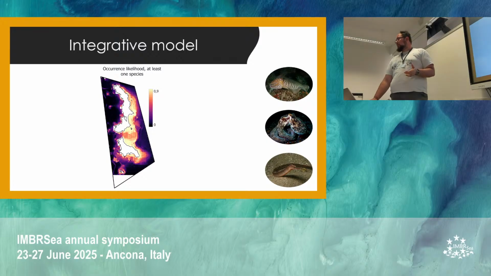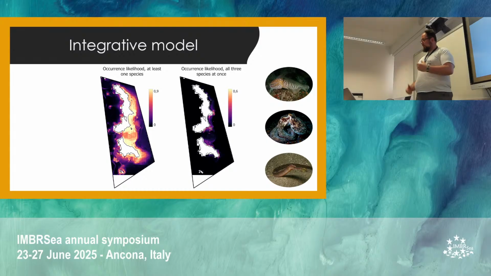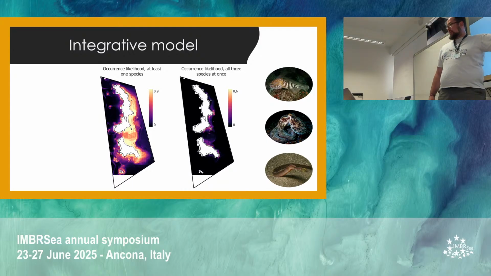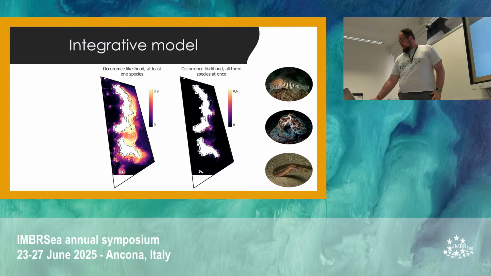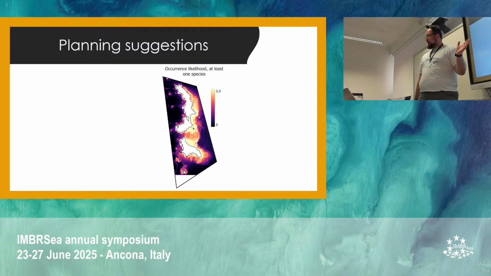But we can also look at it in a more strict way and look at where the three species are likely to co-occur together at the same time. And again, it is those same four points, here, here, here, and here. So we can say that these four points are not only ideal for the cuttlefish, but ideal for all three of our target species, and they are likely biodiversity spots that support even more important species. So we now have our integrated model.